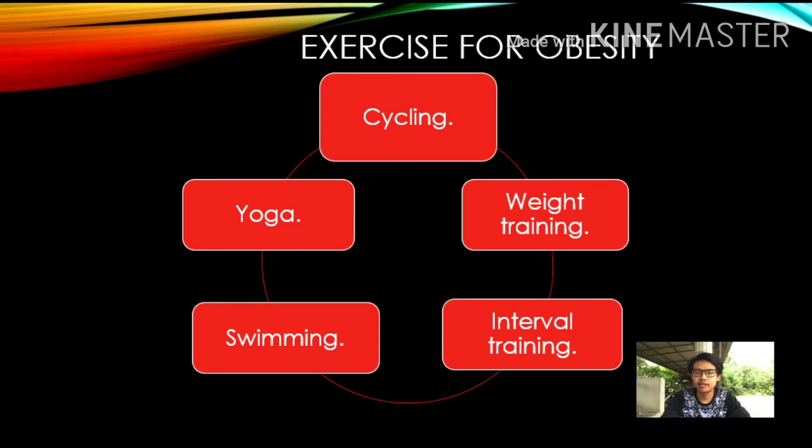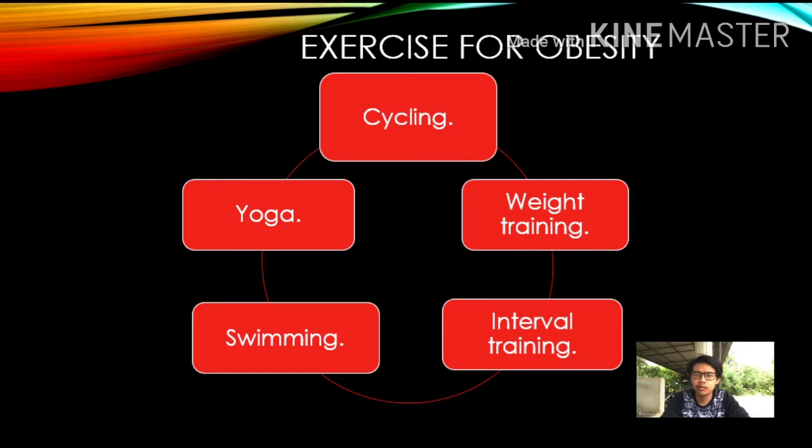Next is the best exercise for obesity. First is cycling. Cycling is great for people of all fitness levels and can be done outdoors on a bicycle or indoors on a stationary bike. It has been linked to various health benefits, including increased insulin sensitivity and a reduced risk of certain chronic diseases. Next is weight training.